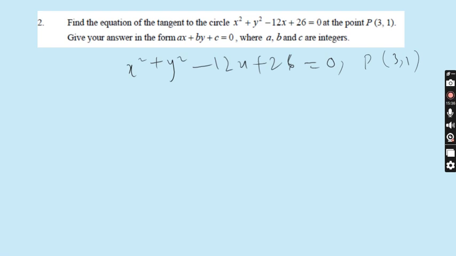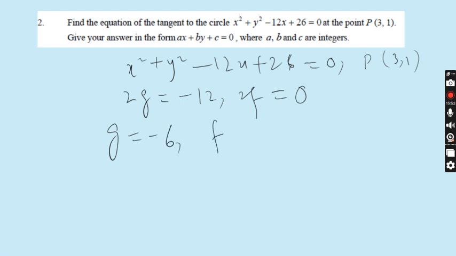First find the center. 2g is equal to negative 12 and 2f is equal to, there is no y term, so it must be 0. G is minus 6, f is 0. Coordinates of center are plus 6 and 0. And the point is given P(3,1).